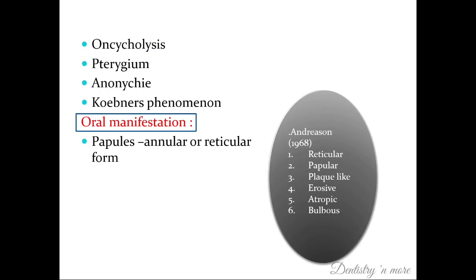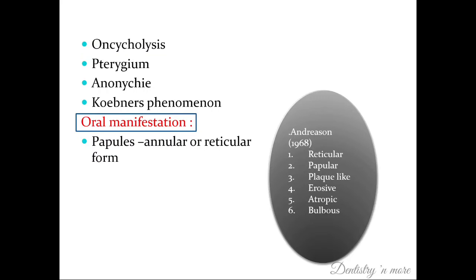And then when you're speaking about the oral manifestations, you have to speak about the 6 types that are seen in your oral mucosa. That is the reticular, papular, plaque type, erosive, atrophic, as well as the bullous types, which were given by Andrews in 1968. And if you refer to Burkitt's Oral Medicine itself, the 6 types have been emphasized. What are the appearances that you see in each type?